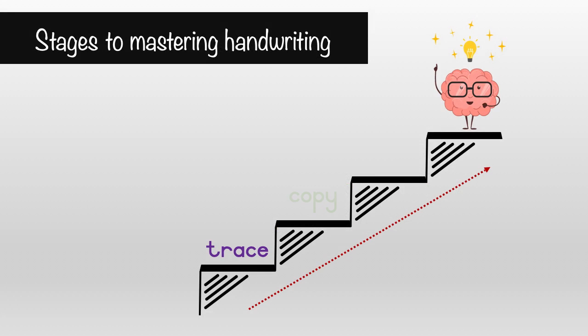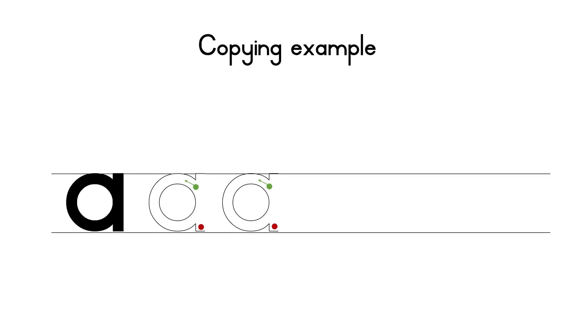The next stage is to copy letters. After tracing letters, learners move on to copying them. And copying requires a greater use of recall and memory to write the letters.